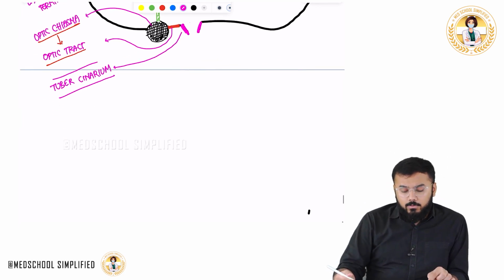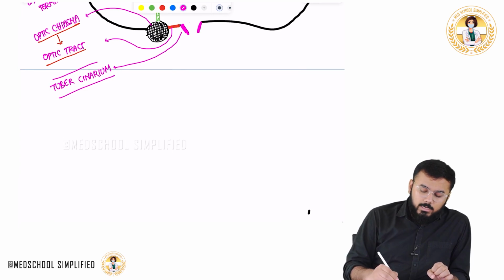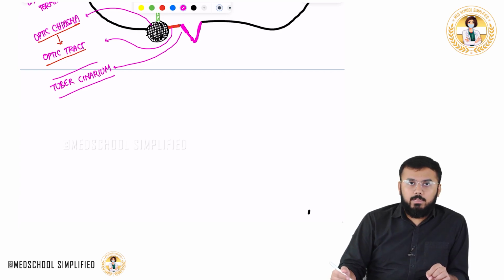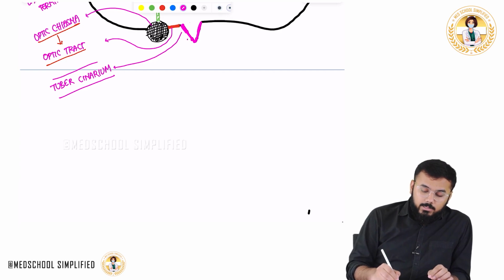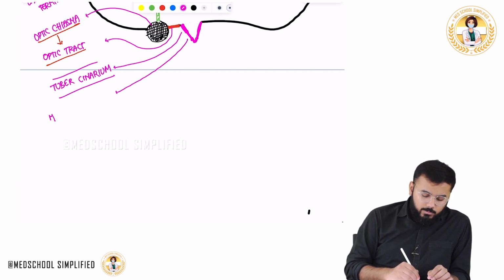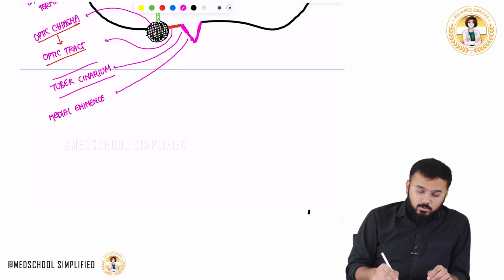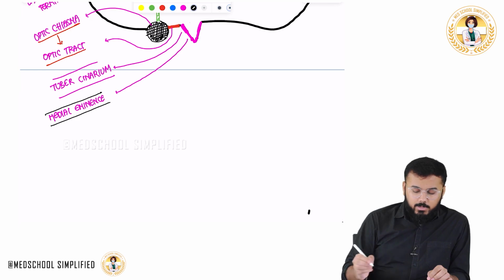Now what is going to happen over here? What is going to happen is that the tuber cinereum joins together to form a V-shaped structure. This is called the median eminence, or a conical projection. This is called your median eminence, okay. So what is this called? This is called your median eminence.